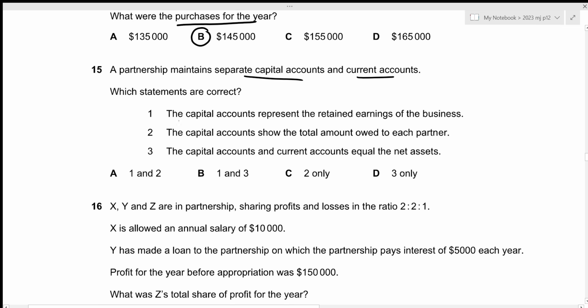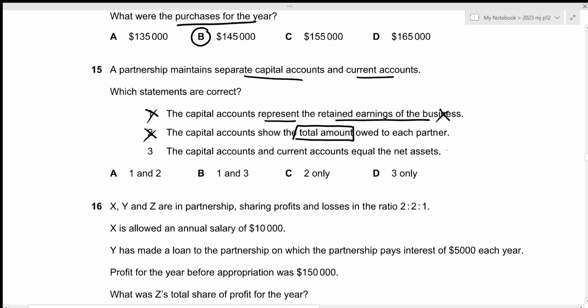The first one is that the capital accounts represent the retained earnings of the business. Okay, this is incorrect because we maintain the capital accounts for the partners and not the partnership. So one is incorrect. The second one is that the capital accounts show the total amount owed to each partner. So it does not really show the total amount because we also have to adjust the current account balances into our capital accounts in order to figure out the total amount owed to each partner, which means that second statement is also incorrect. The third one is that the capital accounts and the current accounts equal the net assets.